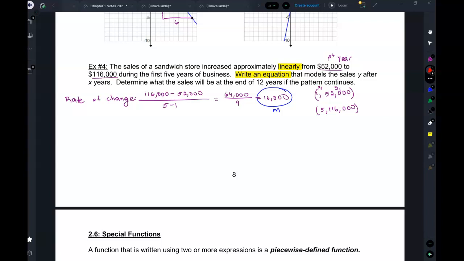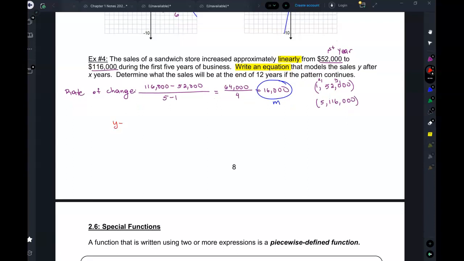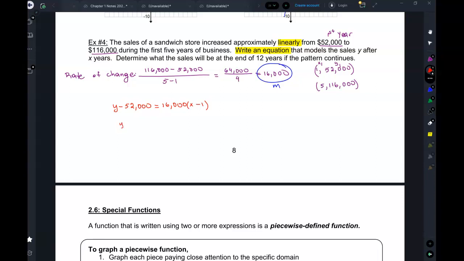Okay. So now, let's write the equation for it. So y minus 52,000 is equal to 16,000 times x minus 1. Distribute. $16,000x minus 16,000. And then if you add 52,000, y is 16,000x plus 36,000.